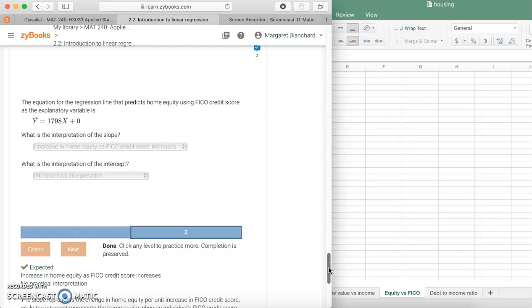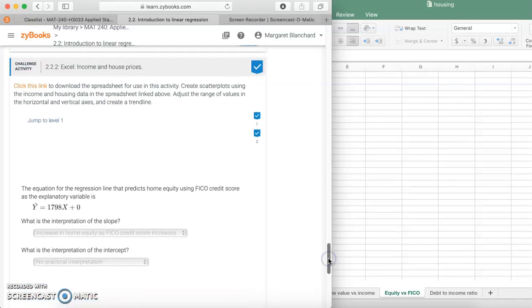All right, so that's the challenge activity 2.2.2. Let me know if you have any questions about this or anything else.